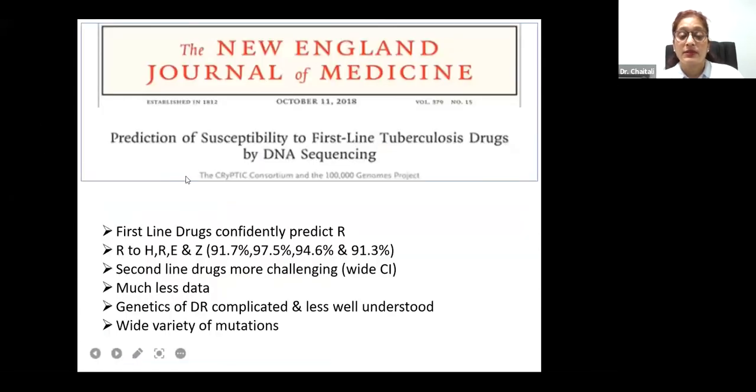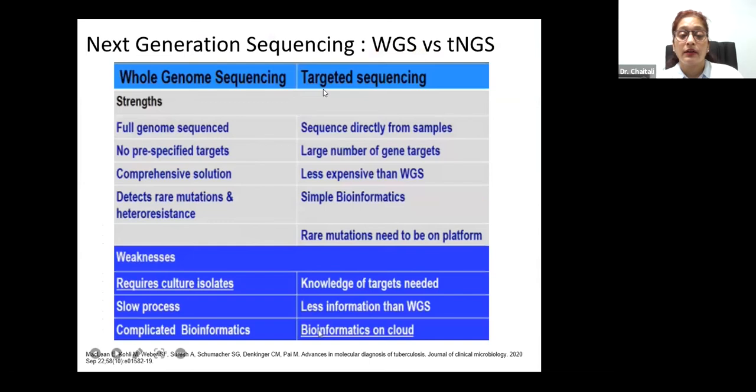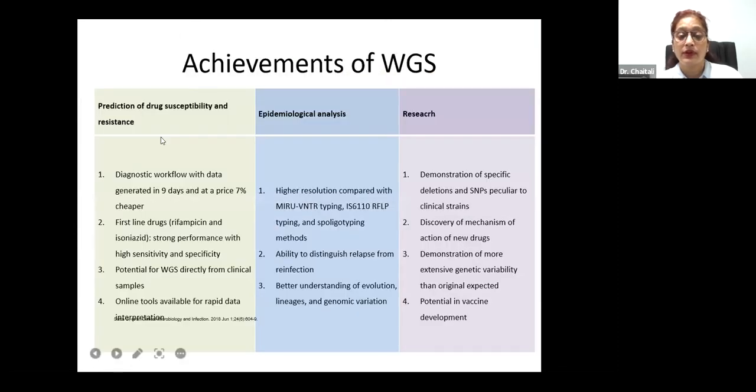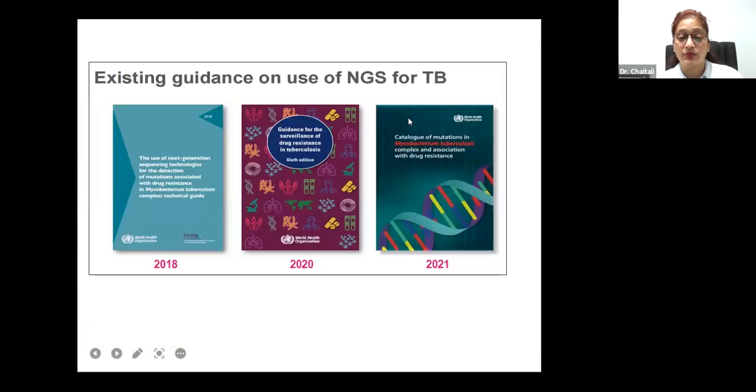Here is the prediction of susceptibility for first and second line drugs. For first line it is more than 91%, but for second line it is quite challenging because of a wide confidence interval and less data available. The differences between whole genome sequencing and targeted genome sequencing have already been covered by Dr. Anilkumar. I'm not going into depth on that. These are a few of the achievements of whole genome sequencing: prediction of drug susceptibility and resistance, easier epidemiological analysis, and research purposes.